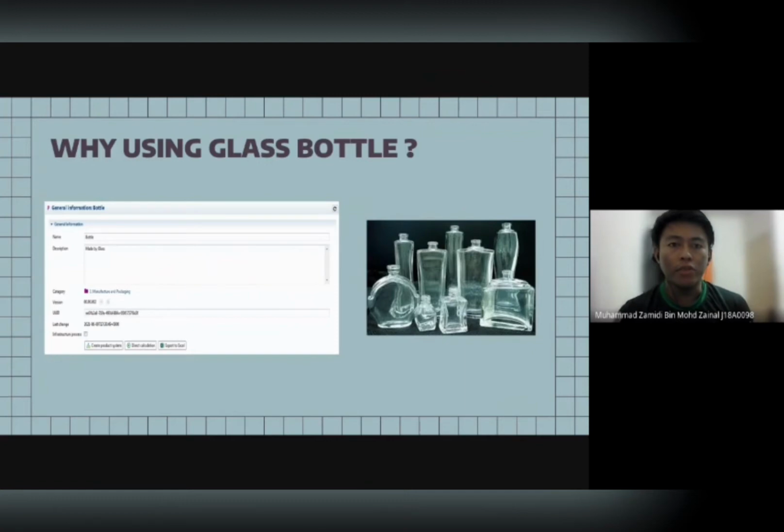First is why we use glass bottles. Glass containers are the most sought after product in perfume packaging. The properties of glass make it possible to keep the original fragrance fresh without altering any of the ingredients. Glass is non-porous and impermeable, so there is no interaction between the glass packaging and the product.